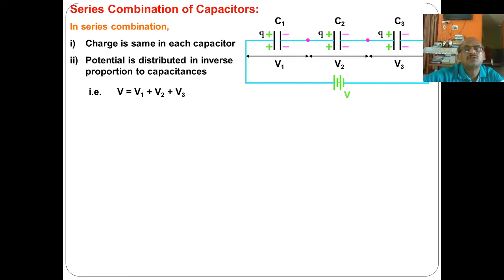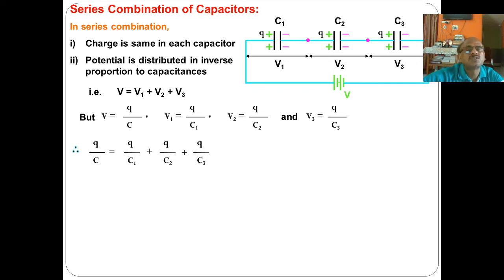If we use the formula Q equal to CV, from there we can use V equal to Q by C, V1 equal to Q by C1, and so on. Then we will get Q by C equal to Q by C1 plus Q by C2 plus Q by C3, where C is the net capacitance. If we use a single capacitor in place of these three, storing the charge Q, C is the equivalent capacitance, the net capacitance.